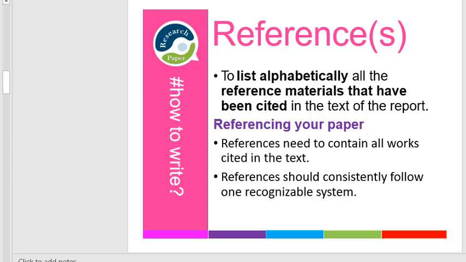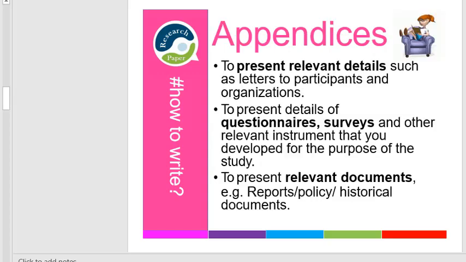The next part of your research paper is the references. List alphabetically all the reference material that has been cited in the text of the report. Referencing your paper: the reference list is needed to contain all work cited in the text. It should consistently follow one recognizable system, that is Harvard, Vancouver, or any other system, but it should follow one recognizable system, and it should be according to the journal in which you want to publish your research paper.